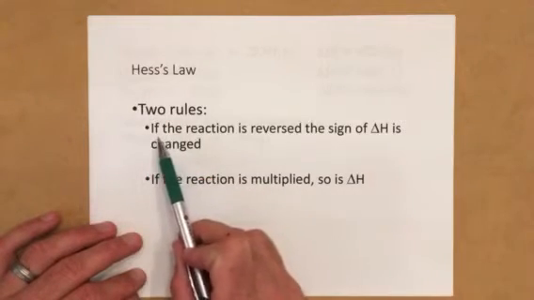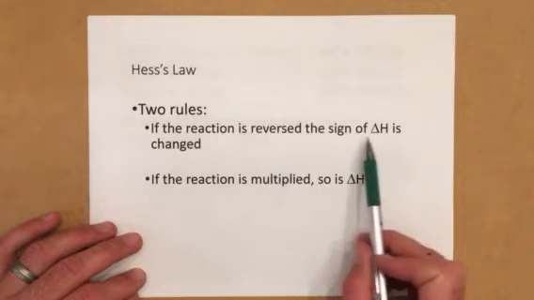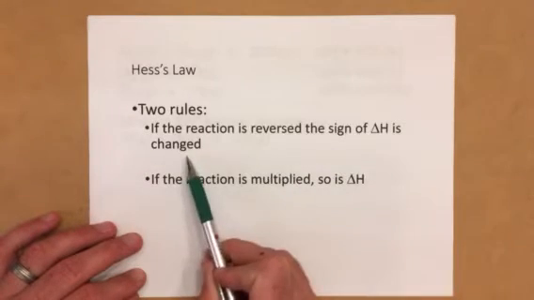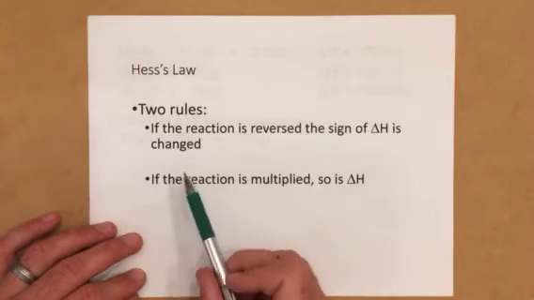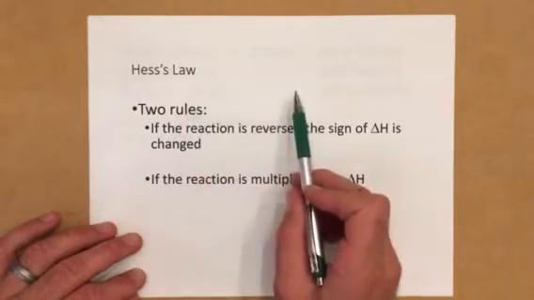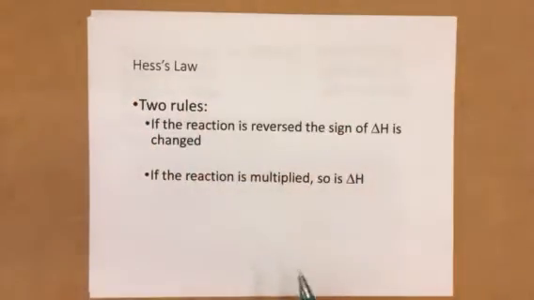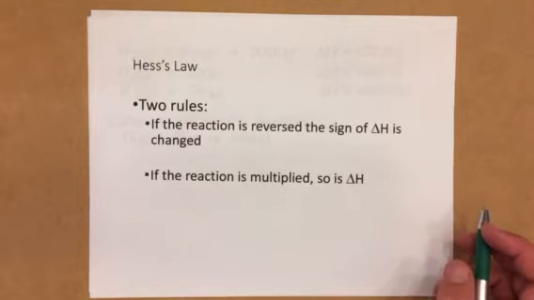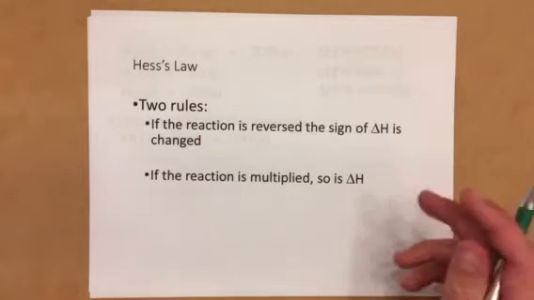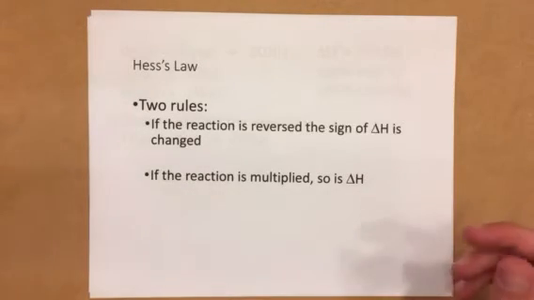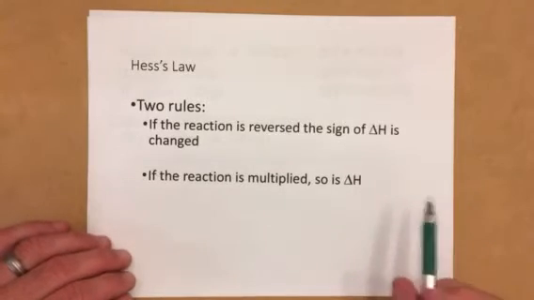So Hess's Law, you need to know two things. If the reaction is reversed, the sign of the enthalpy change is reversed or changed. So if you switch the place of the reactants and the products, if you flip the reaction around, then you have to change the sign. It has the same enthalpy change, but with the opposite sign. If it was endothermic, the reverse reaction is now exothermic, and vice versa.